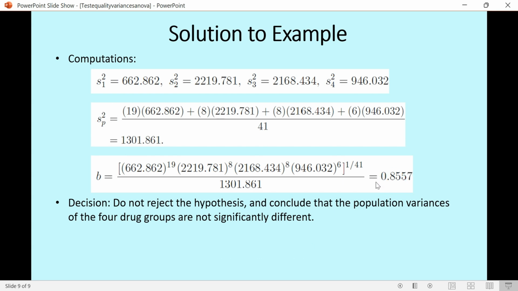Because this value is not less than the critical value we compare it with, the decision for this example is that we do not reject the hypothesis, and we conclude that the population variances of the 4 drug groups are not significantly different. In other words, we accept the null hypothesis that the population variances from the different drug groups are the same. We will hold this assumption. Thanks for watching.